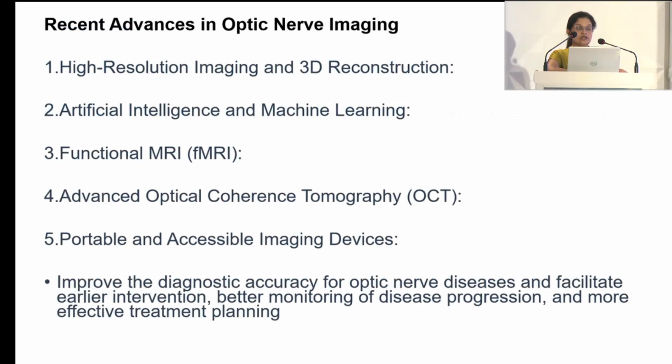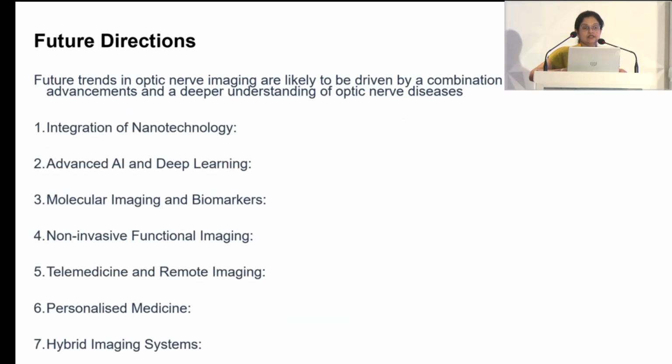The recent advances in optic nerve imaging are high resolution imaging and 3D reconstruction, artificial intelligence and machine learning, functional MRIs, advanced OCT, and portable and accessible imaging devices. And the future directions are the integration of nanotechnology, advanced AI and deep learning, molecular imaging and biomarkers, non-invasive functional imaging, telemedicine and personalized medicine, and hybrid imaging systems.